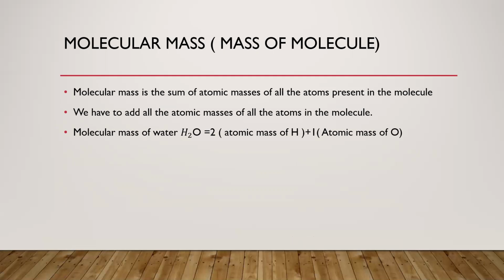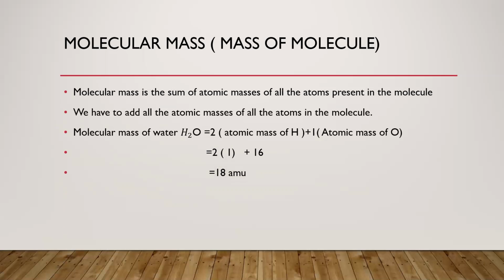Molecular mass of water, for example, how can we calculate it? In this, 2 means the number of hydrogen. How many hydrogen in water? 2. The 2 is a subscript. Subscript means the writing which is small in size. 2 is multiplied by the atomic mass of hydrogen, and this will be added to the atomic mass of oxygen, which is multiplied by its number. How many oxygen? 1.